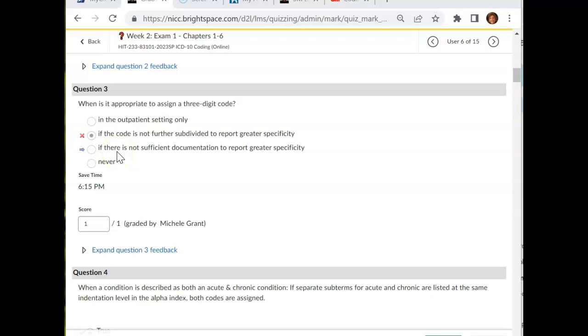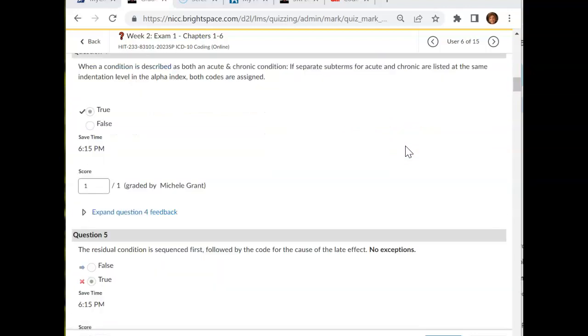what they had is there is not sufficient documentation to report greater specificity. Okay, so a lot of students put if the code is not further subdivided to report with greater specificity, and I was fine with that. Either of those actually are very true statements. Okay, so acute and chronic, everyone did well on that.